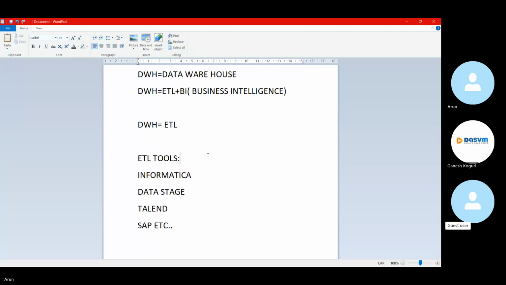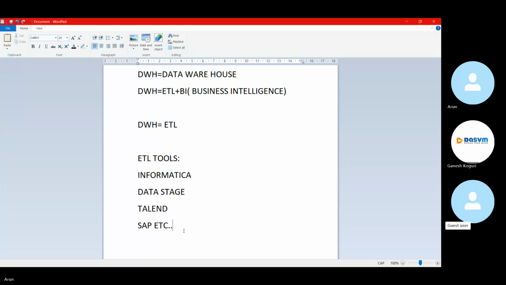As a tester, we will have only the read access for these ETL tools. So what can the tester do? He will just check whether the jobs have been executed correctly or not. So that is the tester role. Now next, go to the BI.